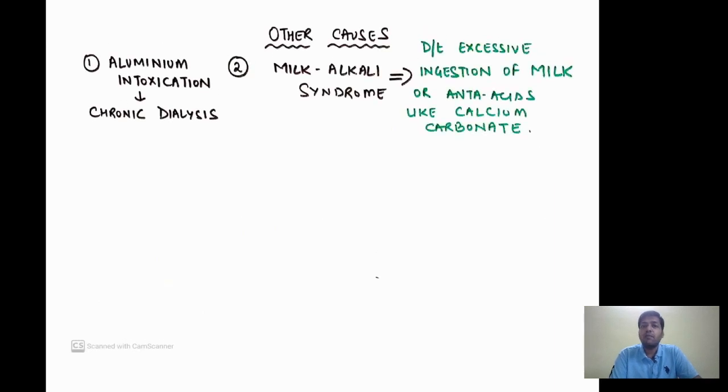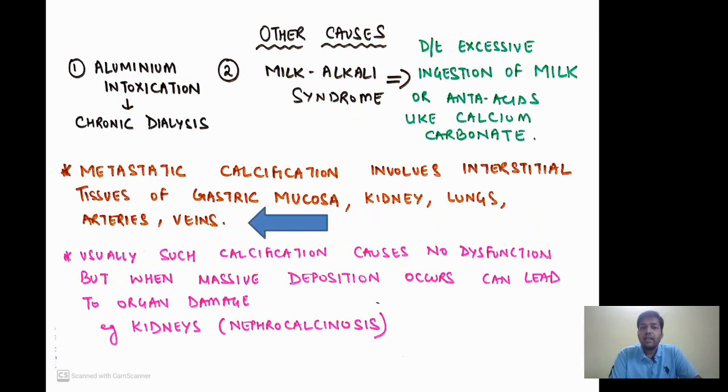Now, what are the other causes of metastatic calcification? We can have aluminium intoxication in a chronic dialysis patient. We also have milk alkali syndrome, which occurs because of an excessive ingestion of milk or antacids like calcium carbonate. Now, metastatic calcification involves the interstitial tissues of our gastric mucosa, kidneys, lungs, arteries and veins. Usually such calcification causes no dysfunction, but when massive deposition occurs, it can lead to organ damage. For example, in the kidneys, if an excess amount of calcium deposits, it will lead to nephrocalcinosis.